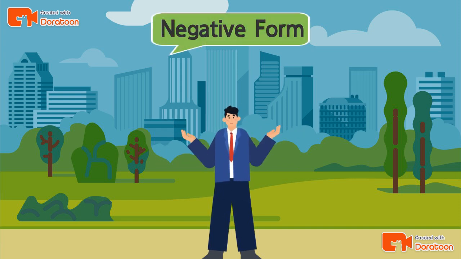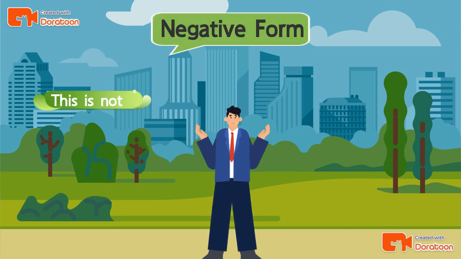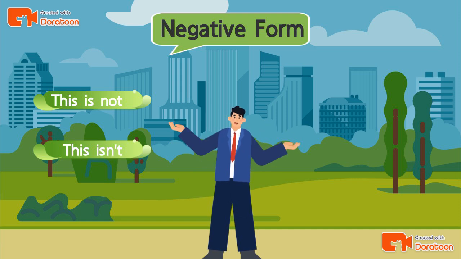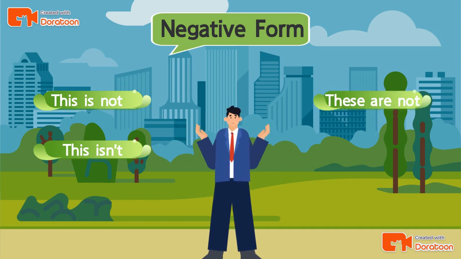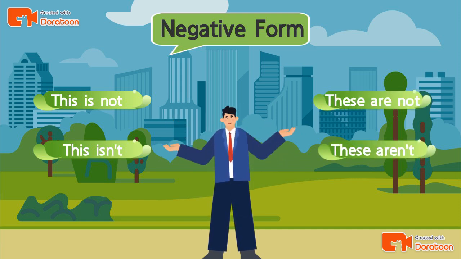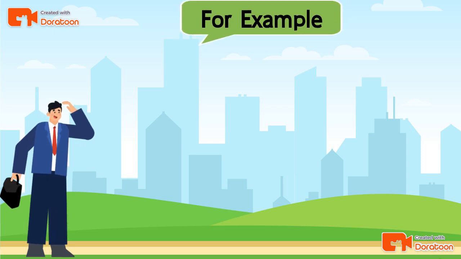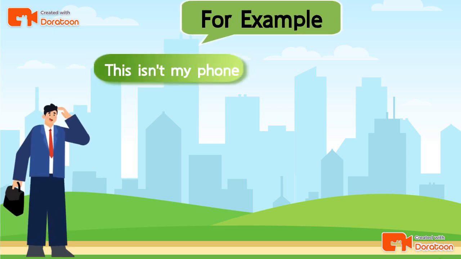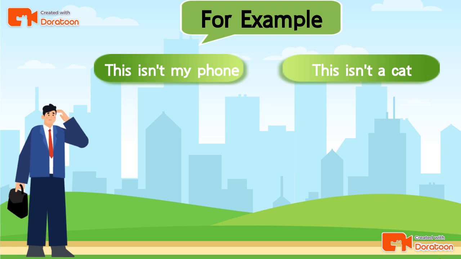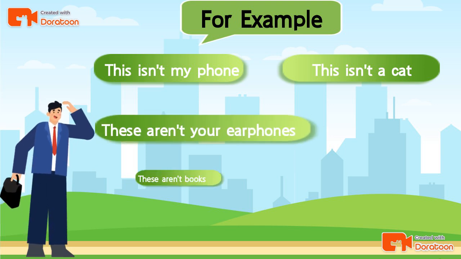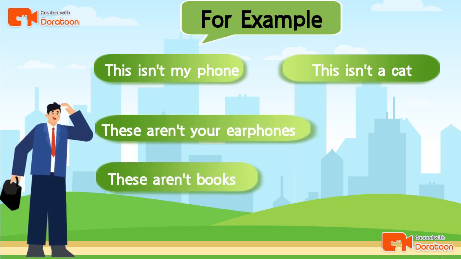Negative form of this is not, and the contraction is this isn't. For these is these are not, and the contraction is these aren't. For example, this isn't my phone, this isn't a cat, these aren't your earphones, these aren't books.